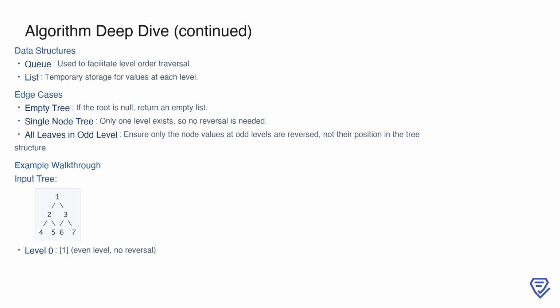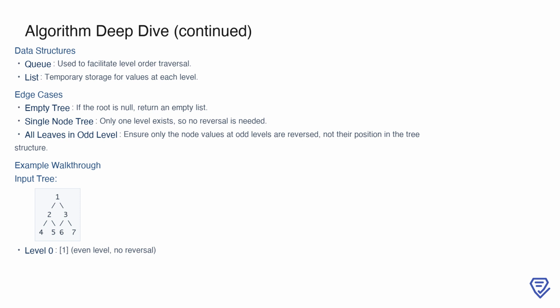When handling edge cases, we must account for scenarios like an empty tree. If the root is null, we immediately return an empty list since there are no nodes to process. For a single node tree, there is only one level, so no reversal is needed, and the result is simply the value of the root node.